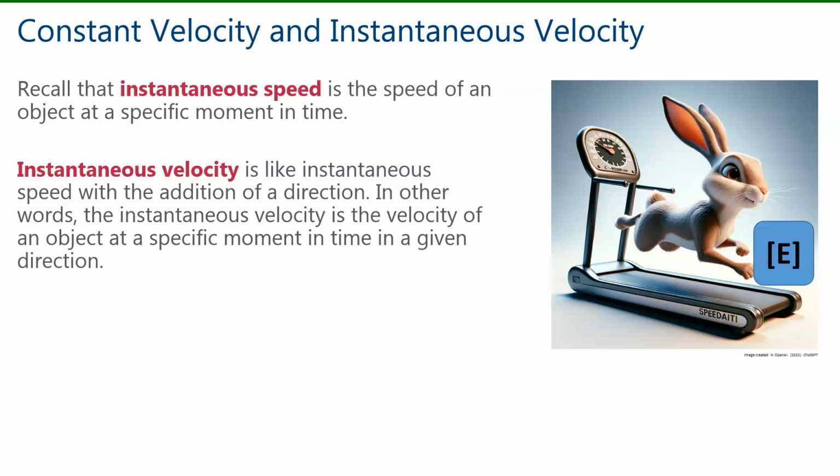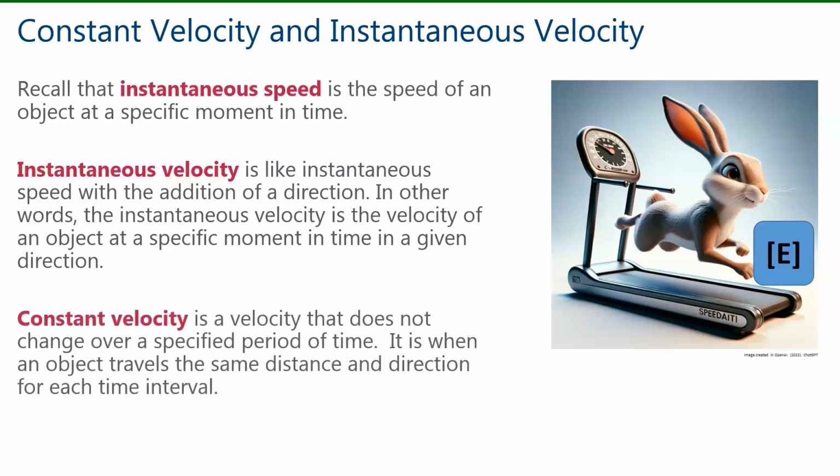Constant velocity is a velocity that does not change over a specified period of time. It is when an object travels the same distance and direction for each time interval.